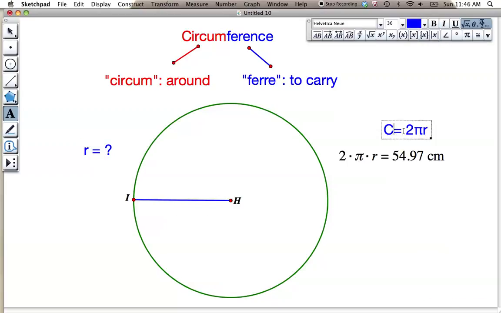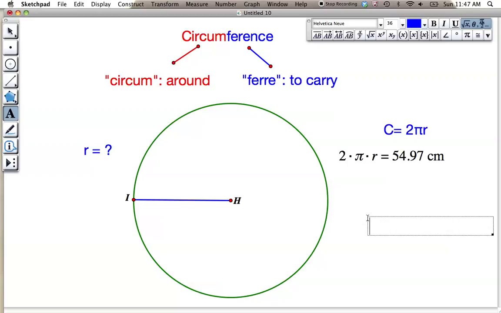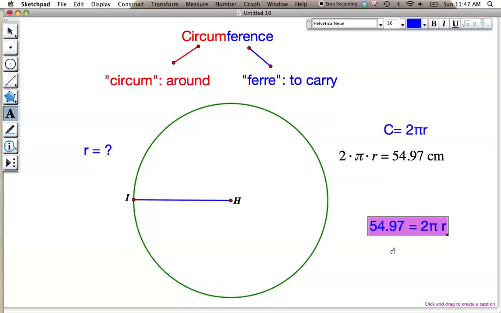So to solve this, we could set up an equation using our original equation for circumference. All we have to do is say, well, we have C equals 2 pi r, so we have 54.97 equals 2 times pi times r, and we want to find r. So I could just divide both sides of this equation by 2 pi, and I would get r alone equals 54.97 divided by 2 pi.